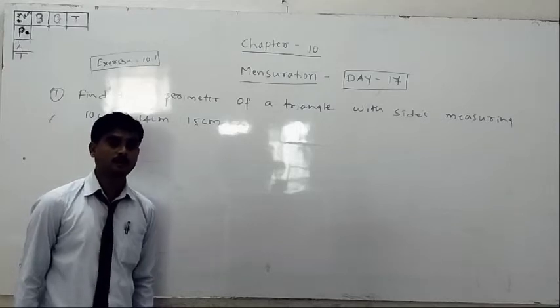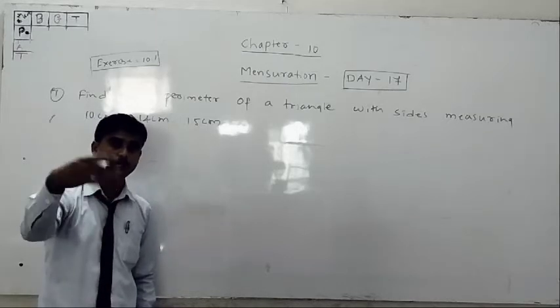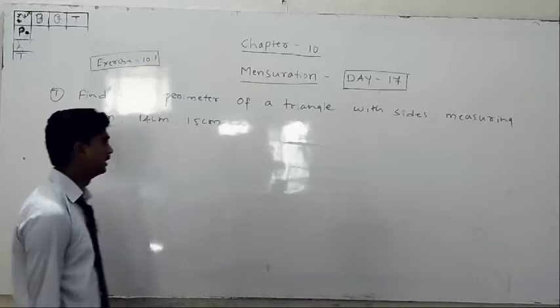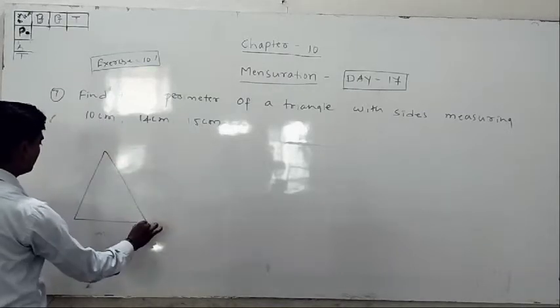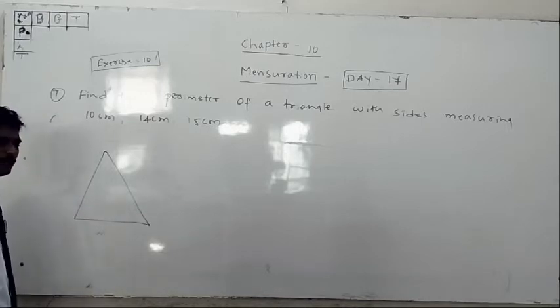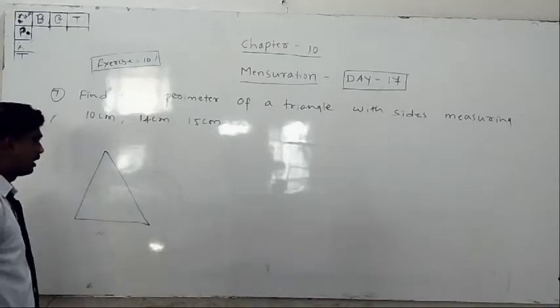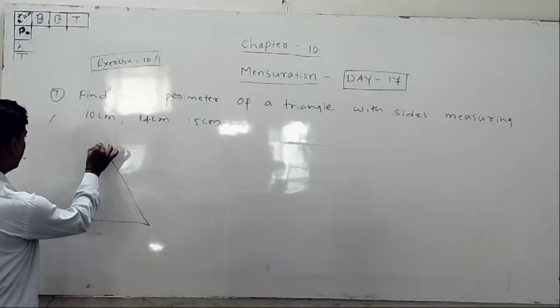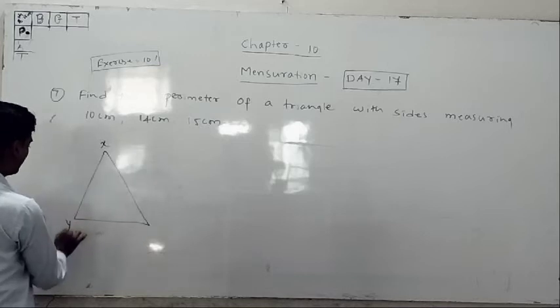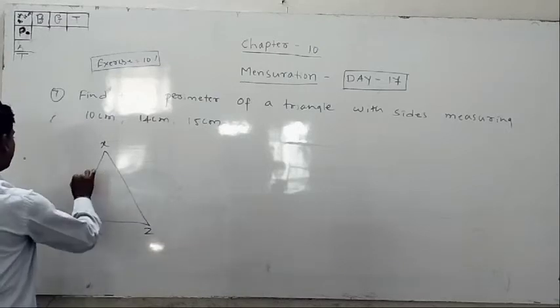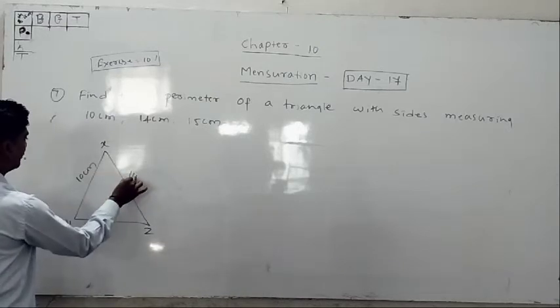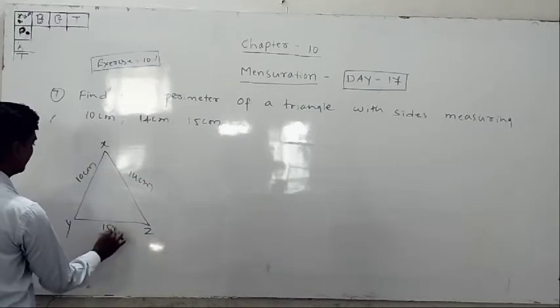Scalene triangle means all sides are different length. First of all, you should draw one rough diagram. In this rough diagram you can take any measurement. Afterwards, you should write the corner names X, Y, and Z. Then write 10 centimeter, afterwards 14 centimeter, afterwards 15 centimeter.